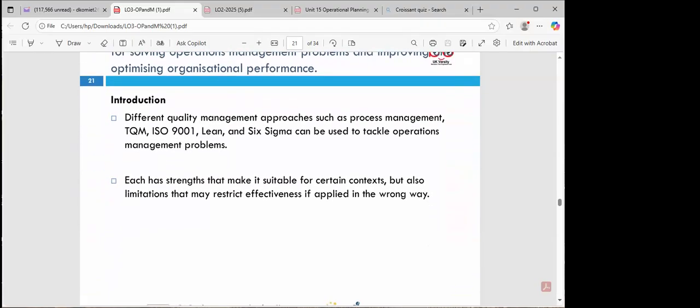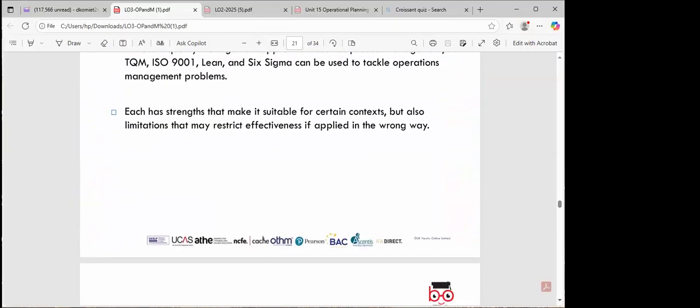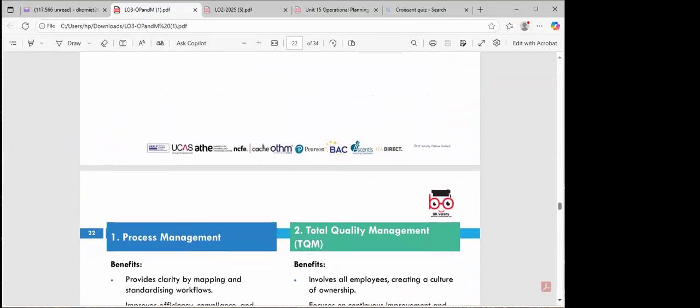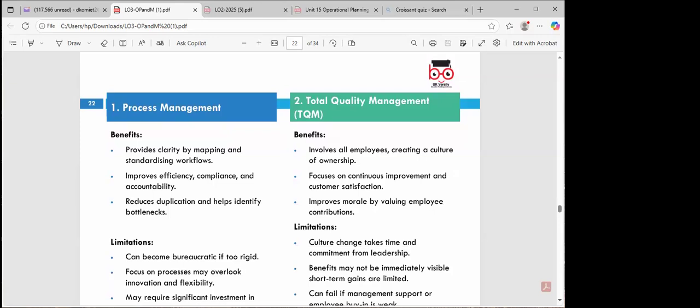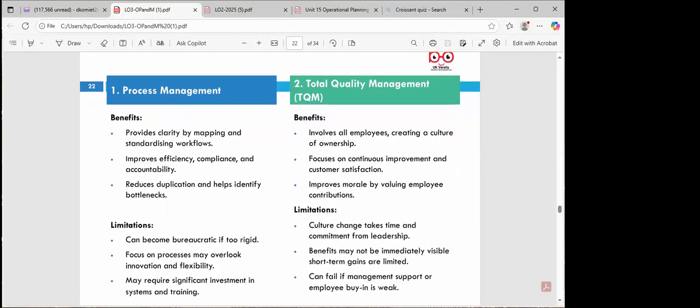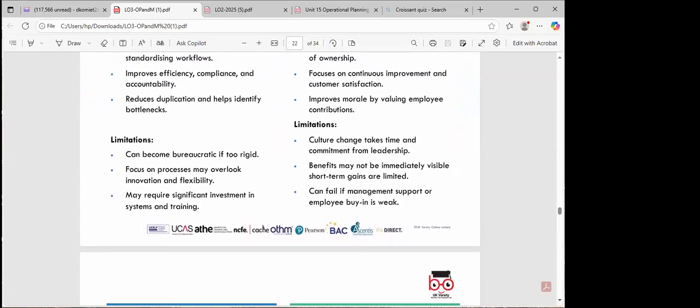Different quality management approaches such as process management can be used to tackle operations management problems. Each has strengths that make it suitable for certain contexts, but also limitations that may restrict effectiveness if applied the wrong way. Process management: what are the benefits? It provides clarity by mapping, improves efficiency, and reduces duplication. Total quality management benefits: it involves employees, creating a culture of ownership and focus on continuous improvement. Customer satisfaction improves, and morale improves by valuing employees.